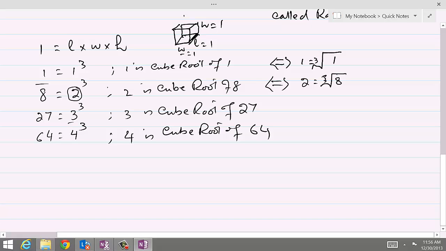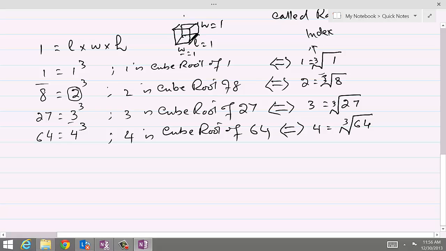So we're going to write 3 here again, and 3 is equal to the cube root of 27, and 3 again here, and this 4 is equal to the cube root of 64, with this 3 here. This number which we write inside this edge here, that's called the index. So what is the index here in the cube root? That's 3. What is the index here? That's 3 again. What's the index? That's 3.